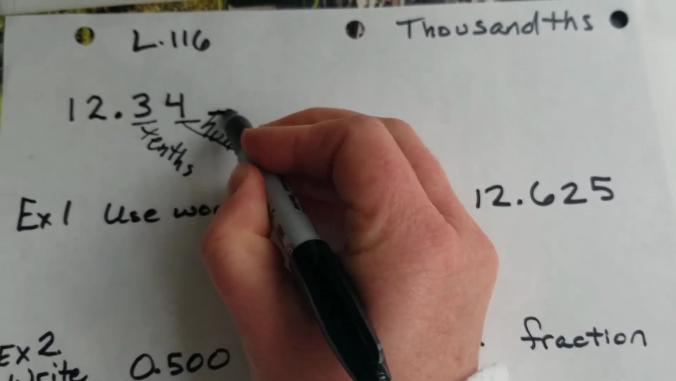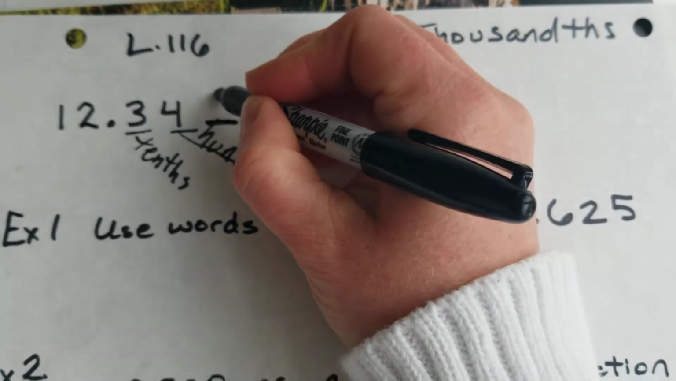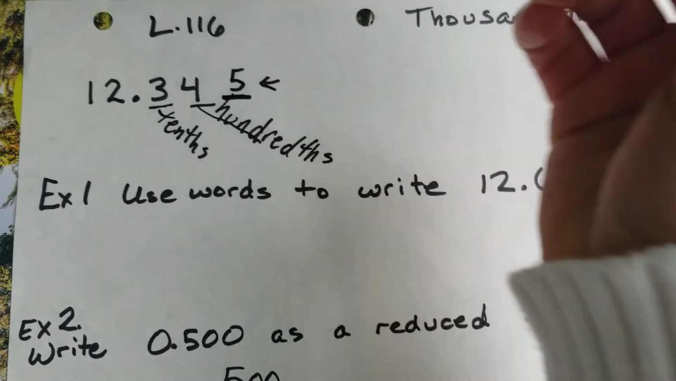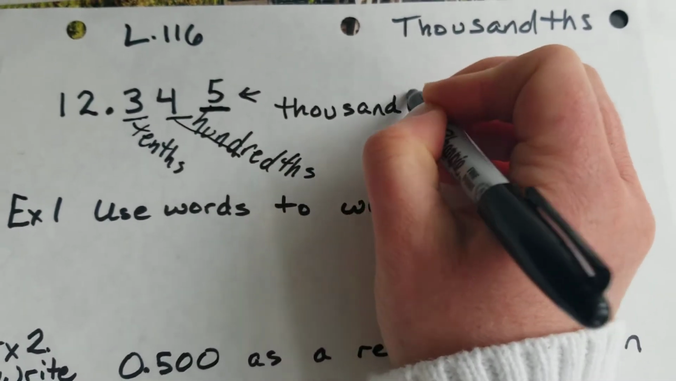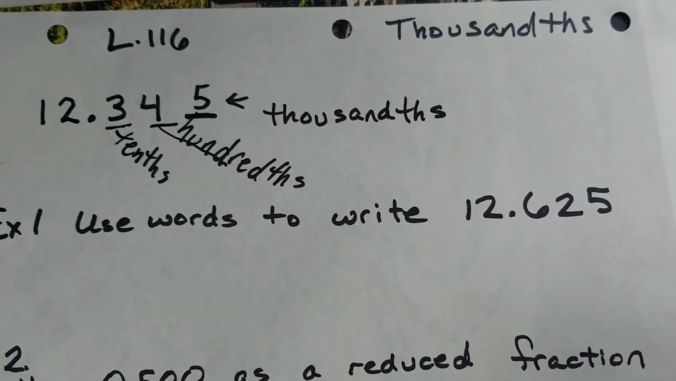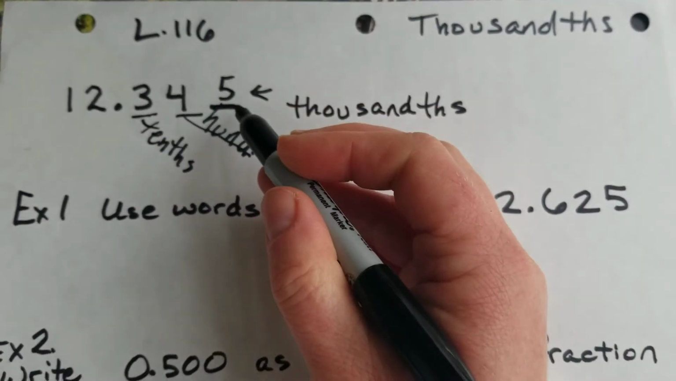So if I put another number here, which I didn't leave a whole lot of room for, which place is this? This is the thousandths, the THS at the end. So 5 is in the thousandths place.